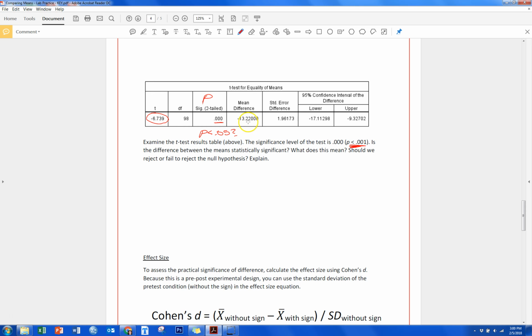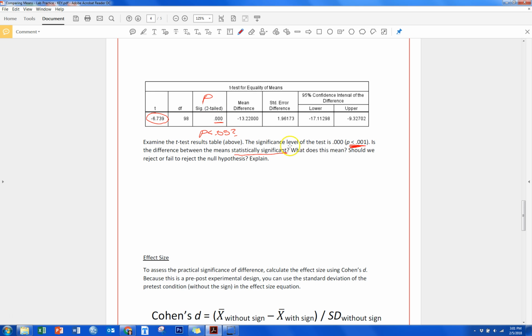The mean difference, 13.22. Remember, we worked that out earlier. So this is just subtracting those two. The standard error of the difference, and then a 95% confidence interval of the difference. So we're 95% confident that the true difference is somewhere between 9 miles an hour and 17 miles an hour. Notice that this range does not include 0. Therefore, we do have significance at the 0.05 level. So yes, it is statistically significant because p is less than 0.05.